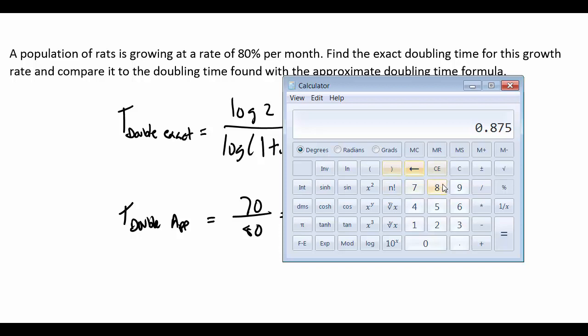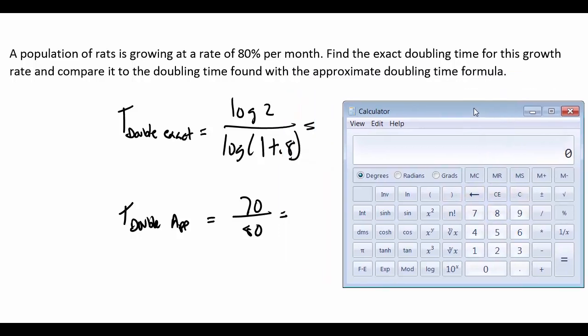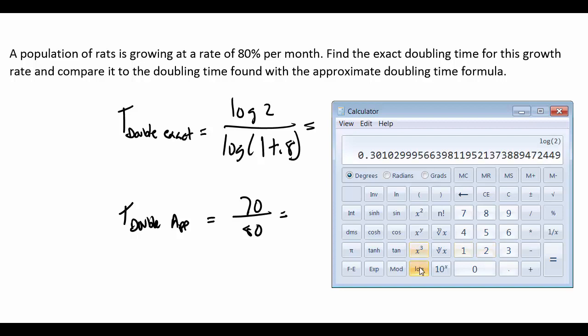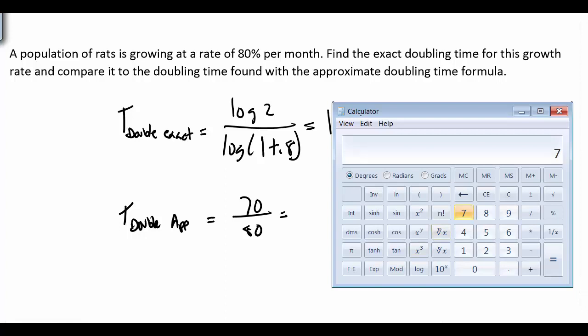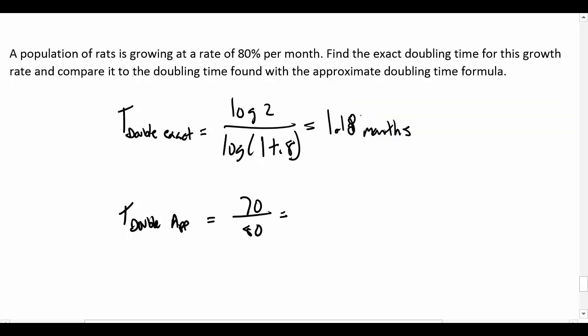Okay, so let's see. For me, I'm going to hit 2 log and divide that. 1 plus 0.8 is 1.8, so 1.8, and I would take the log of that and divide. So I get 1.18 months. And then versus the other one, which is 70 divided by 80, that's 0.875.